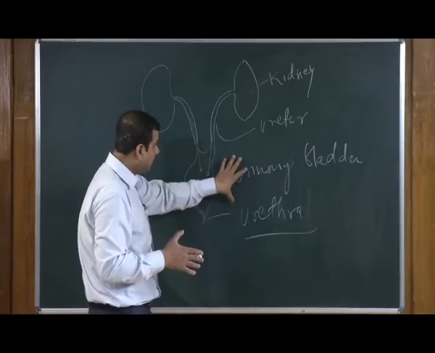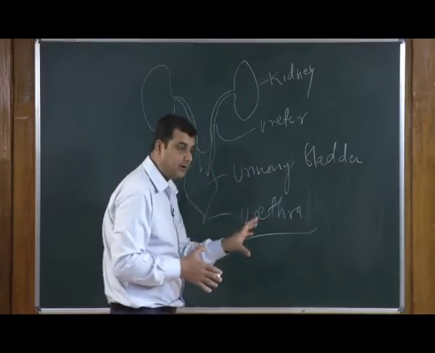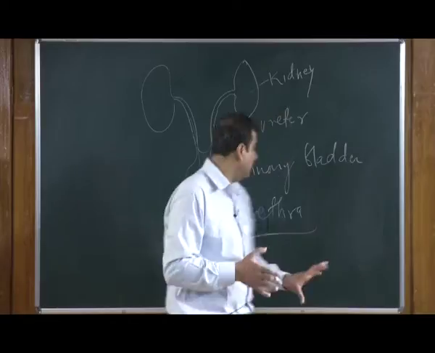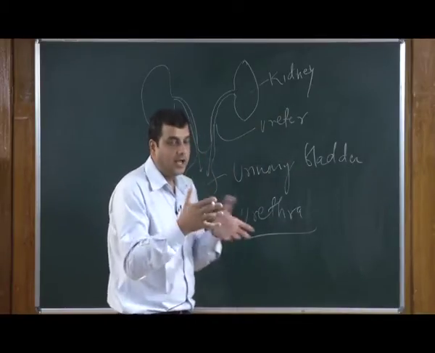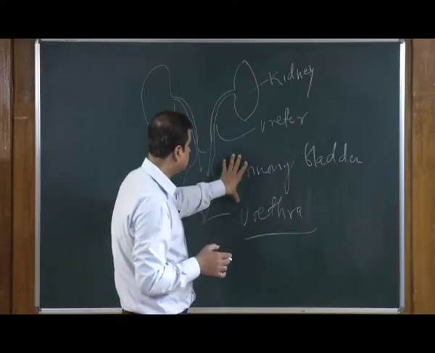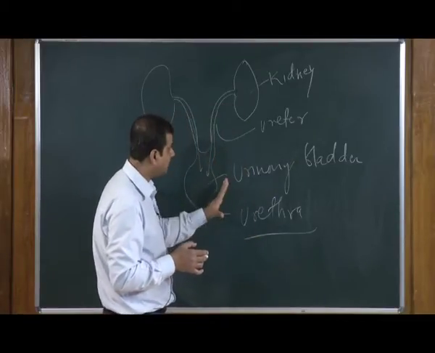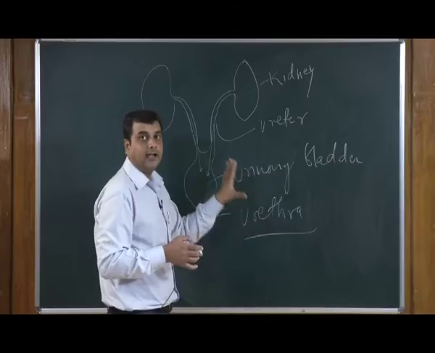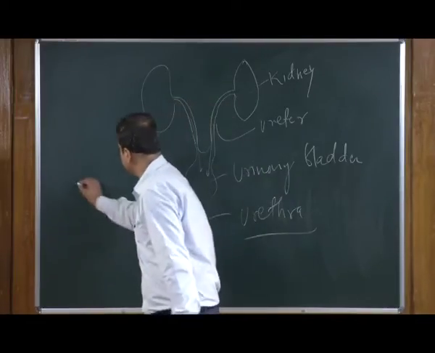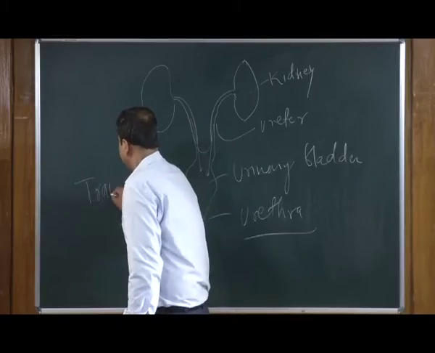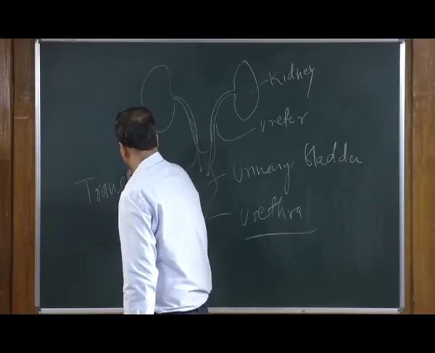So, there will be a requirement of a very specific tissue inside this system in order to flex and contract accordingly. The tissue which I am going to discuss now is very important, and it is located exclusively in the urinary bladder, and those tissues are called transitional epithelium.